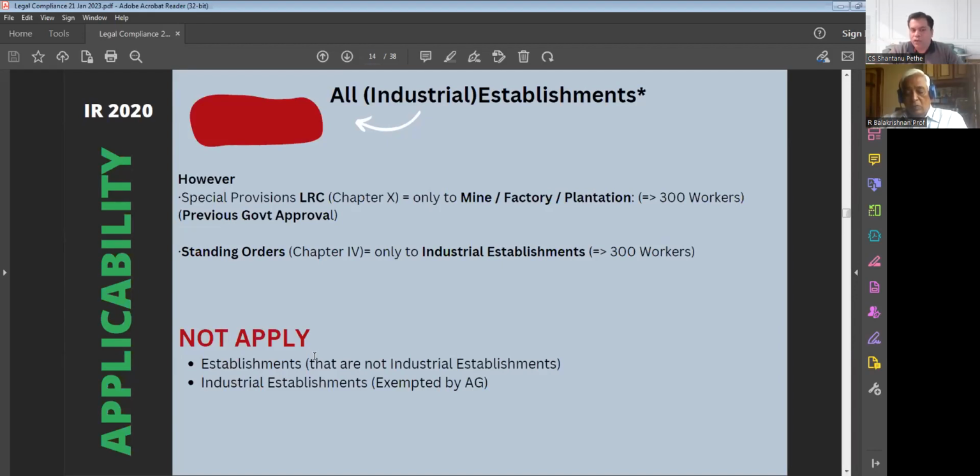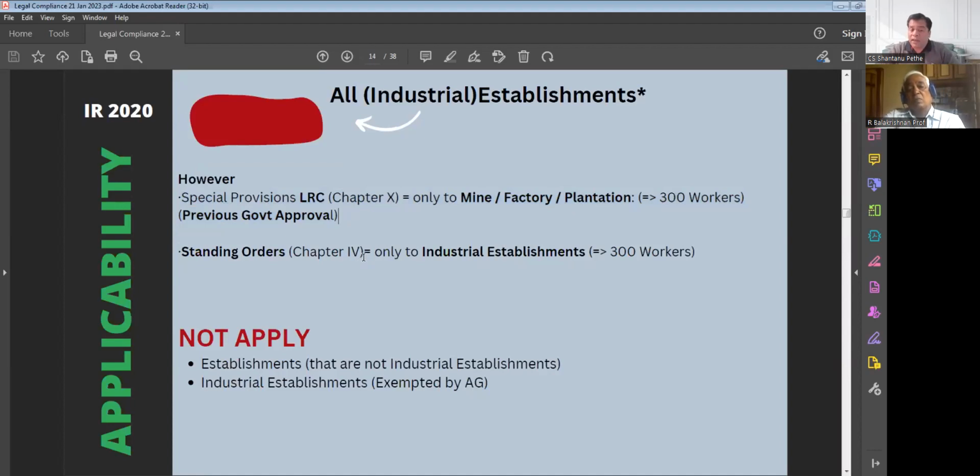But before we go into the detail of industrial establishment, please note that there are certain special provisions. When I say special provision, it means you have to take the previous approval of the government before providing layoff or retrenching an employee or worker, or closure of an establishment. Previous approval you have to take. But please note carefully, these special provisions will be applicable only in case of mine, factory, and plantation. So normal offices, software companies, it will not be applicable. No need to take government approval in any case. And in case of mine, factory, plantation also, if there are 300 or more workers, then only the provision of previous approval for layoff, retrenchment and closure of establishment will be applicable. I think everyone is clear on this. If you have any doubt, you can ask me.